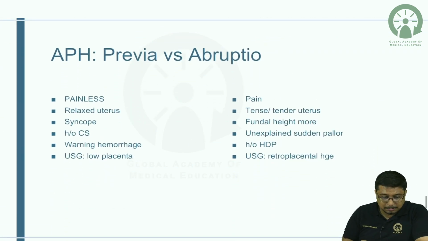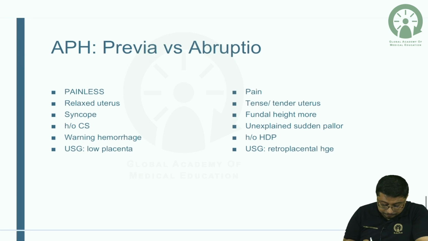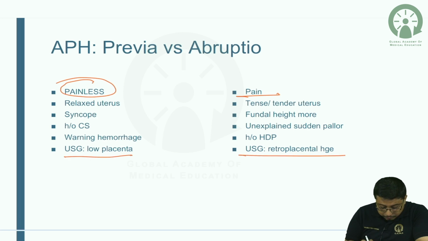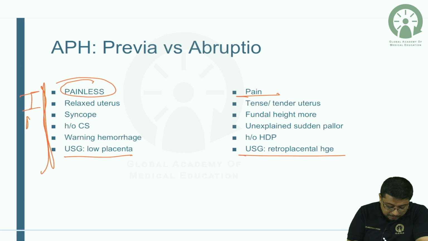So this is also something very important, this chart. Just take a screenshot of it and revise how to differentiate placenta previa versus abruptio. So previa is usually painless, whereas abruptio is painful. On USG, there will be low placenta, there will be retroplacental hemorrhage. So this chart is very, very important and you should know it by heart.